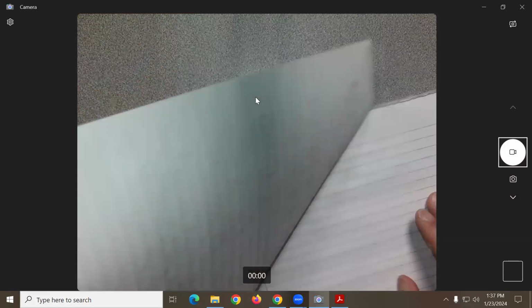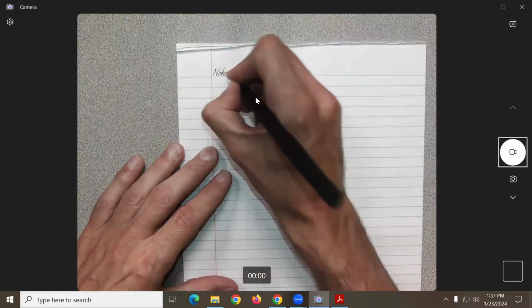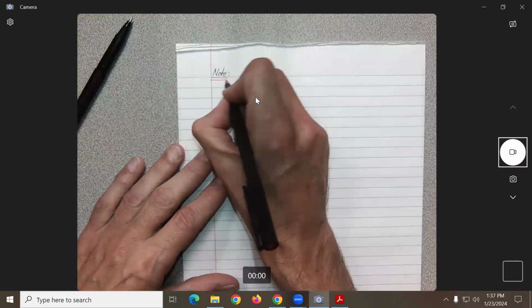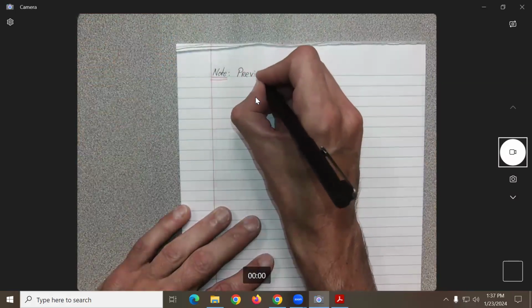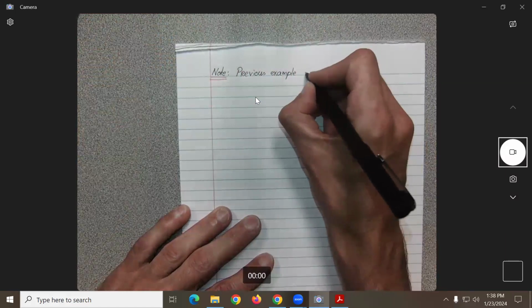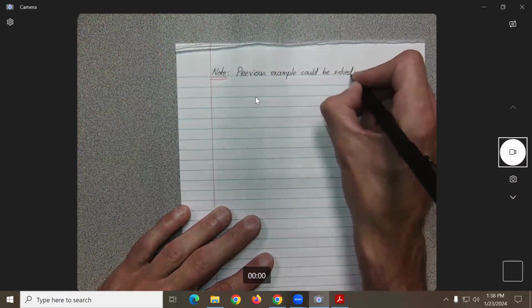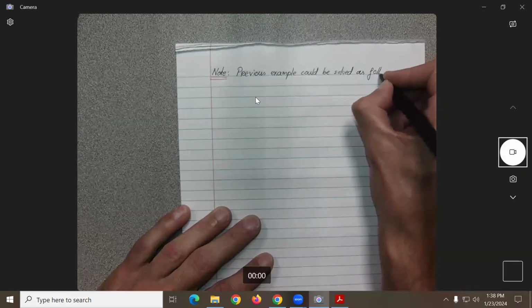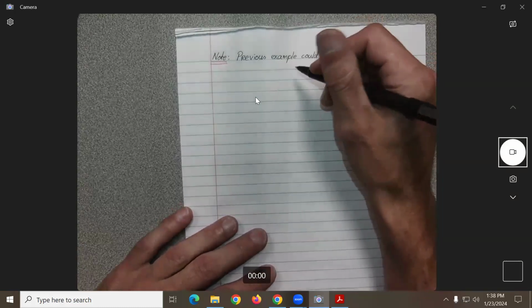Okay, let me do one thing over here. Let's say over here, note. So let's see, previous example. It will be solved as follows. So basically, let me just redo the figure.